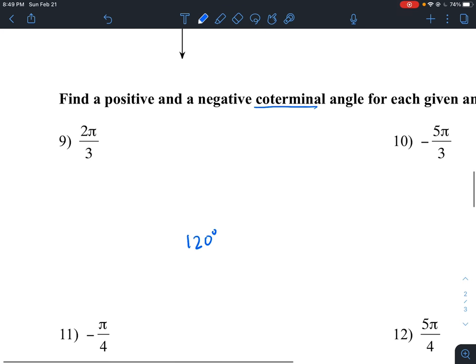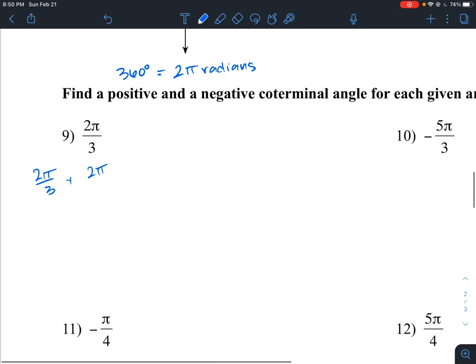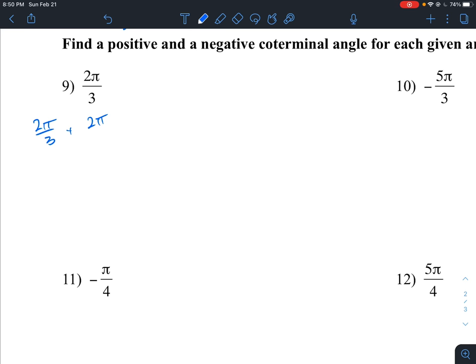So here, using radians, I don't want you to convert here. I just want you to use purely radians. Now, if we're going to find coterminal angles using radians, we have to add 360 degrees to these radian measures. And so remember that 360 degrees is equal to 2 pi in radian measure, 2 pi radians. So for this one, let's say I take 2 pi over 3. Let's add 2 pi to this radian measure, and we can find a coterminal angle.